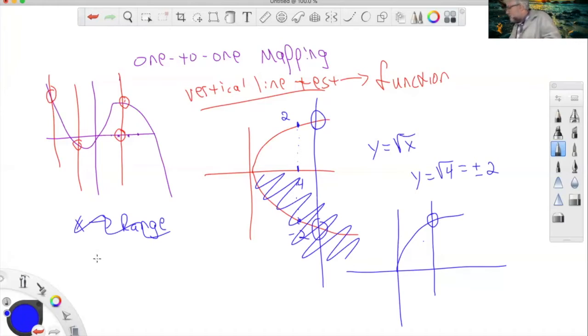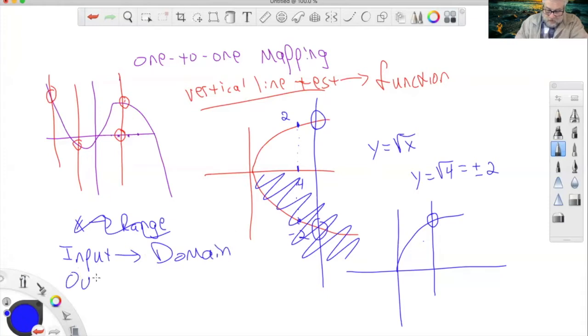So the input into the function is the domain. And the output is the range. Input is X, output is Y. So the domain is all the possible X values that you can use, and the range is all the possible Y values.